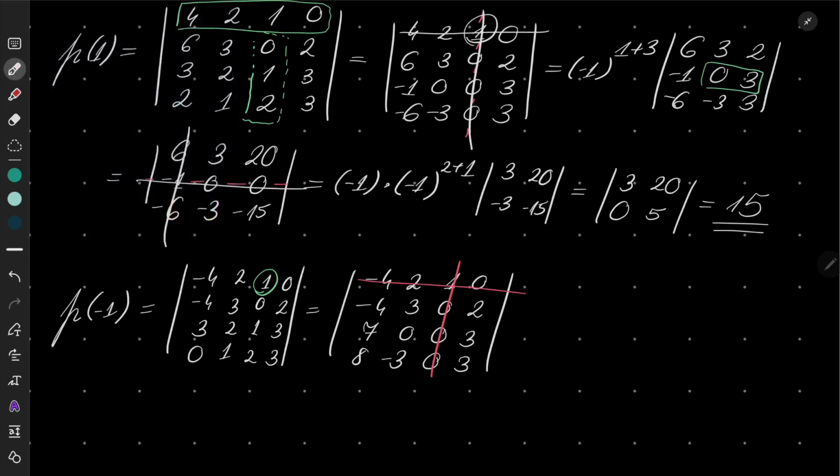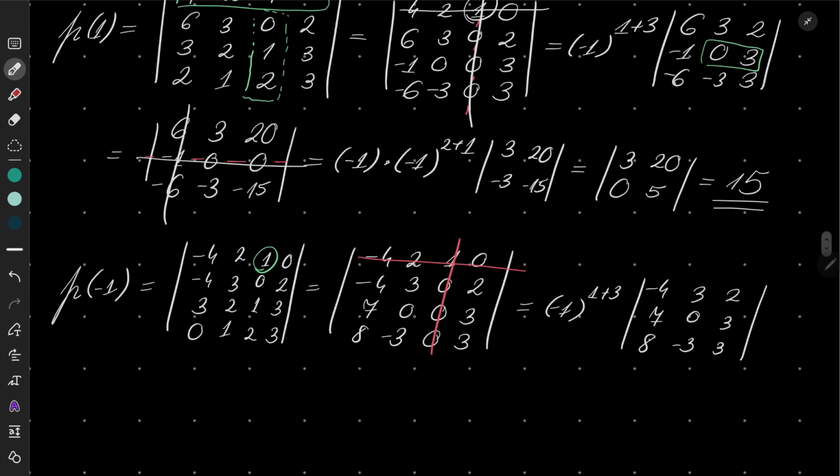So we have now minus 1 to the power of first row, third column, times the smaller determinant: -4, 7, 8, 3, 0, -3, 2, 3, 3. Okay. And now we can take, for example, again the first row and produce zeros in the last row. So it's -4, 3, 2, 7, 0, 3. And now by adding, we have 4, 0, 5.